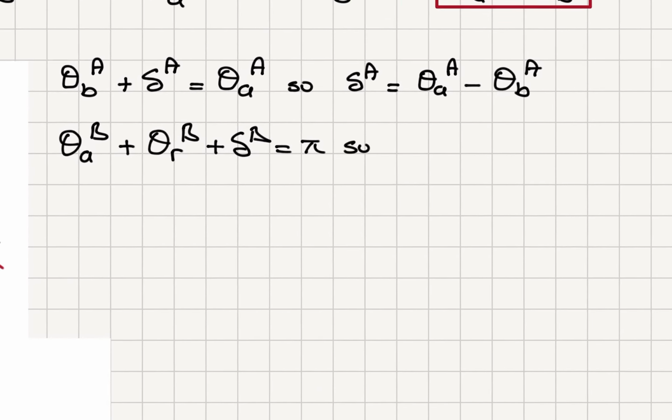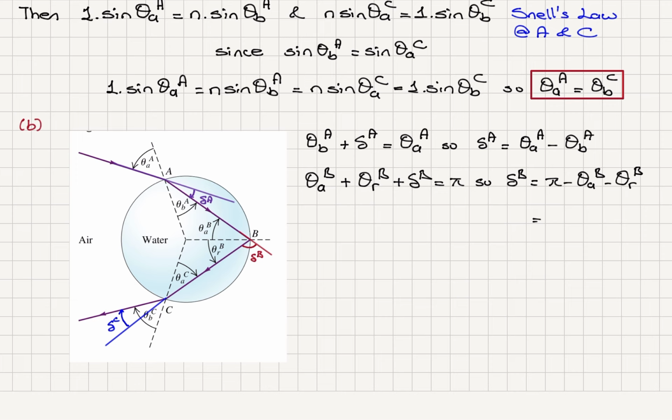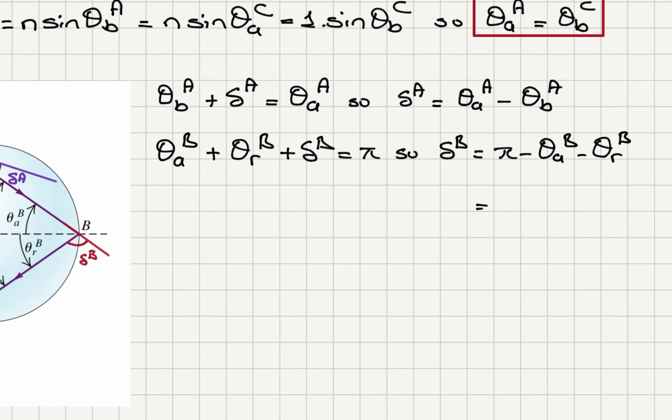So for the deviation at point B, I can say it is pi minus the angle of incidence at point B and the angle of reflection at point B. Now you know that these two angles are the same because of law of reflection. I can write this as pi minus twice the theta A angle of incidence at point B.